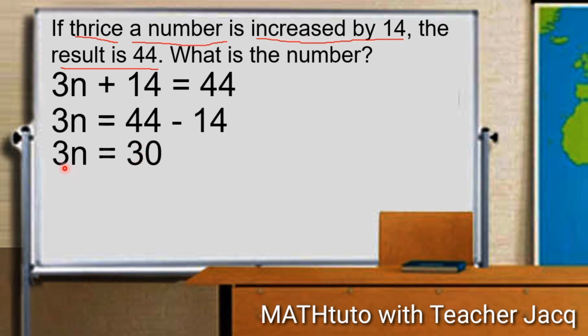Okay, para ma-eliminate natin si 3 dito at maiwan na lang si n or yung variable na n natin, i-divide natin both side sa 3. Okay? So, naglagay tayo ng 3 sa left side, maglalagay din tayo ng 3 sa right side. So, let us eliminate. So, natira na lang si n and then 30 divided by 3 is 10. Kaya meron tayong n is equals to 10.